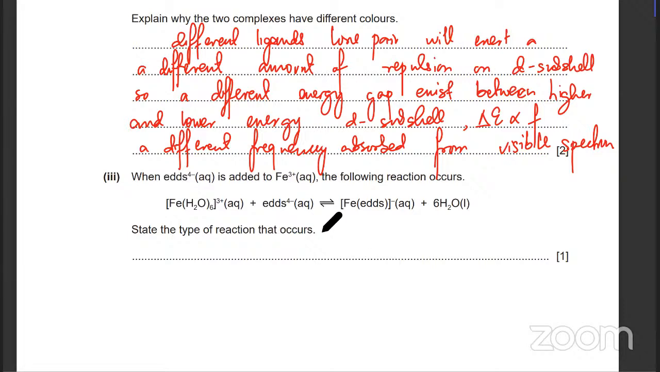Now, state the type of reaction that occurs over here. What type of reaction is happening over here? This EDDS comes in and replaces the water molecules. So it's a ligand exchange reaction. That is what is happening, ligand exchange.